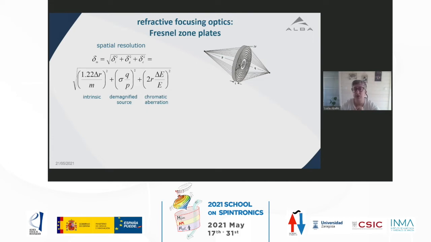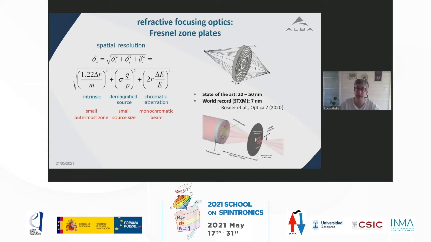And then also the chromaticity of the beam. So normally, nowadays, the zone plates are used in conjunction with a monochromator, so already in monochromatic beamlines. It can also be avoided, but the resolution will be limited by that. So what do we want? Again, a small source size, a long entrance arm and short exit arm, a monochromatic beam, and a small outer zone. The state of the art, let's say the best microscopes in the world, operate in the 20, 30, 40 nanometers. And the world record published last November is 7 nanometers.